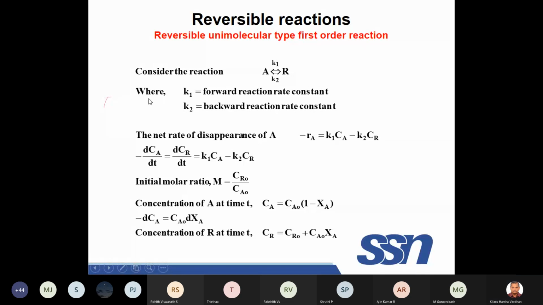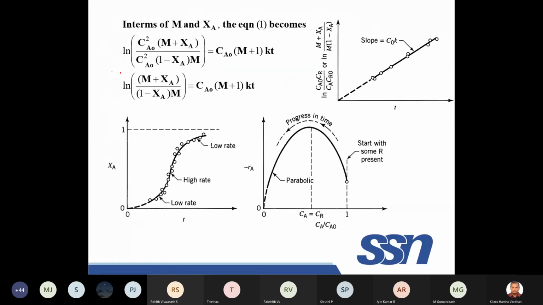So bear with me. This is the equation, and if you plot this on the y-axis and this on the x-axis, you get a straight line. The slope will be equal to Ca naught into M plus 1 into K, right?